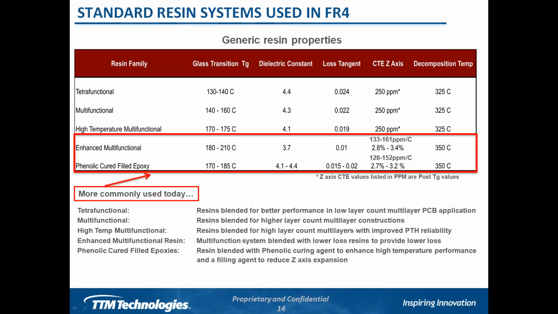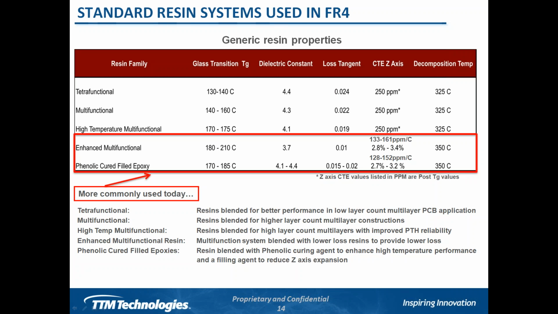But what's important is we look over to the right side of the column, we see CTE in the Z-axis, and the lower, I say lower quality, but the lower TG material sets typically tend to have much higher Z-axis expansion than the ones that are higher TG. And that's important for when we are looking at expansion of materials.